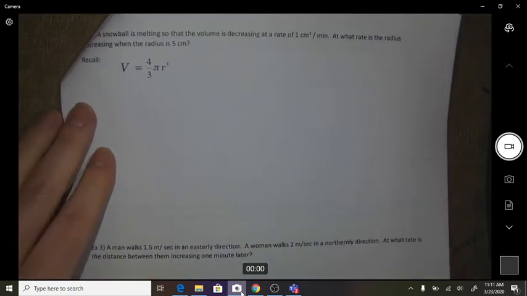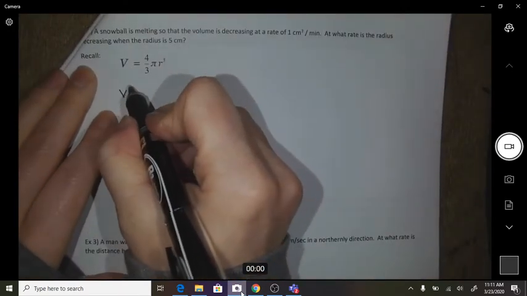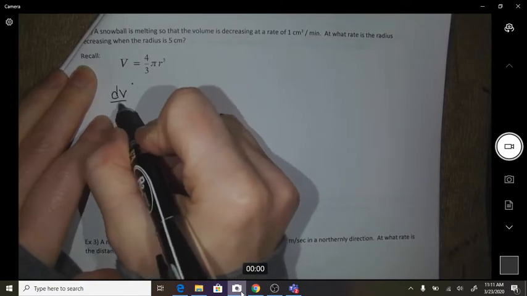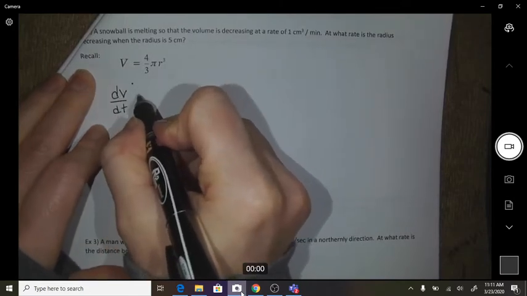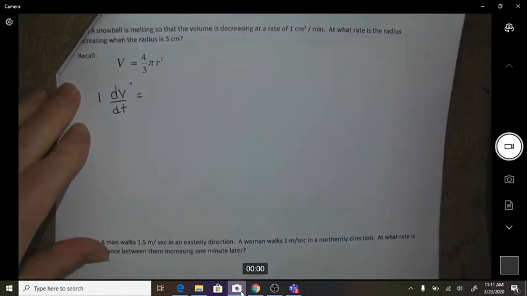Okay, a snowball is melting, so the volume is decreasing at a rate of 1 cubic centimeter per minute. What rate is the radius decreasing when the radius is exactly 5 centimeters? Okay, so we are going to differentiate this. So the change of volume with respect to time, that's just like me differentiating x, like there's just a 1, right? And then you still have to always do the implicit piece.